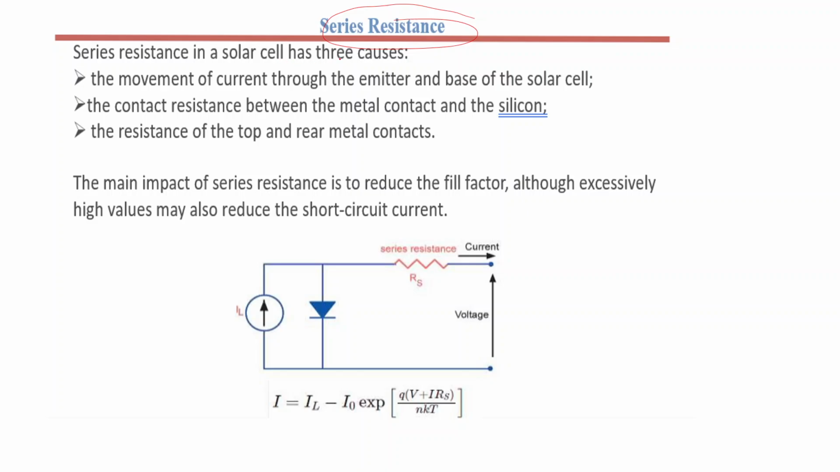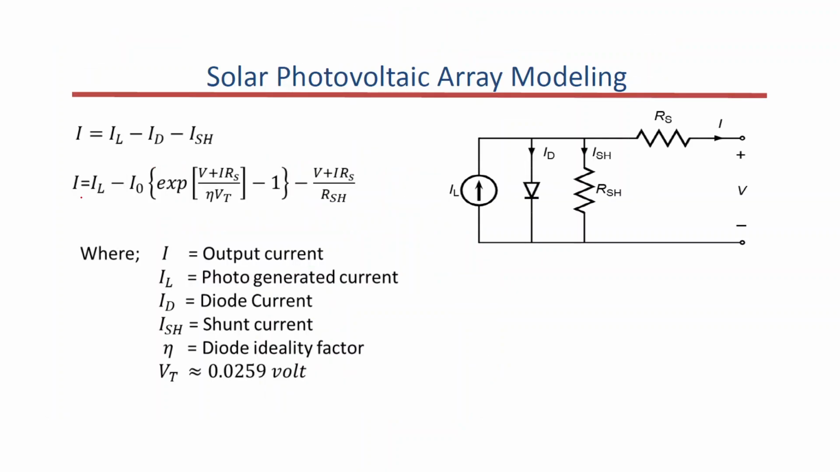The series resistance in solar has three causes. First one is the movement of the current through the emitter and the base of the solar cell, and also the resistance of the top and rear metal. The main impact of the series resistance is that it reduces the fill factor, although excessively high current values may also reduce the short circuit current. I will explain it in a question. There will be a question about why the series resistance is used in your assignments.